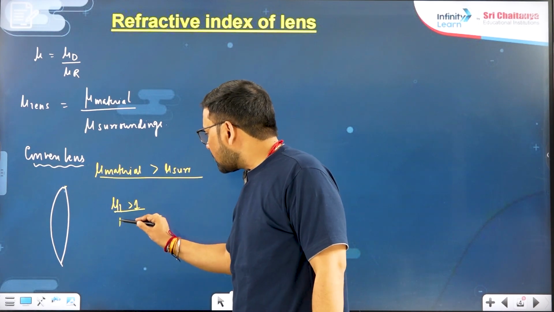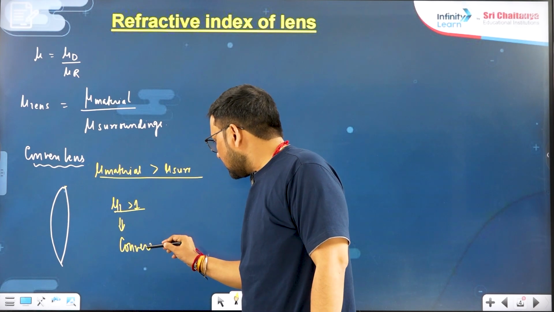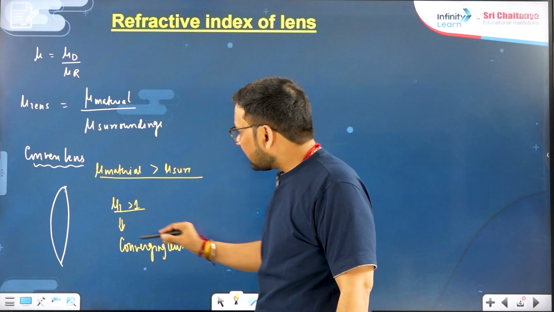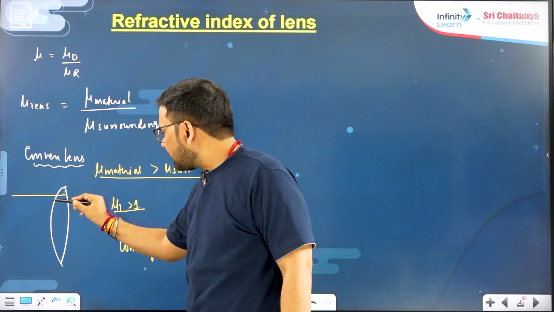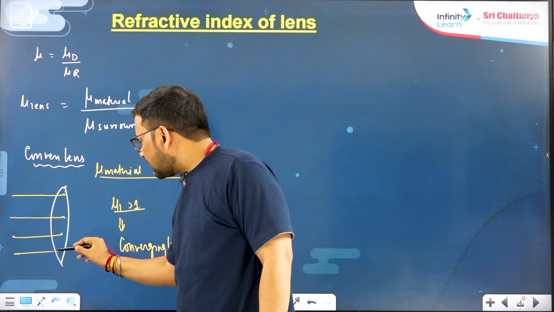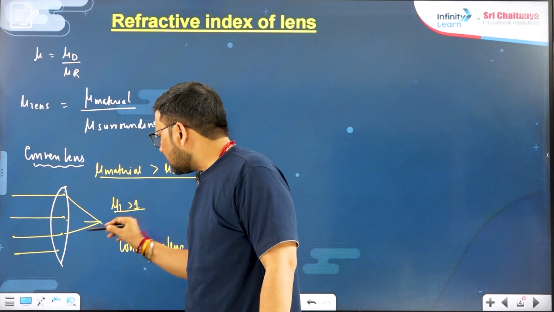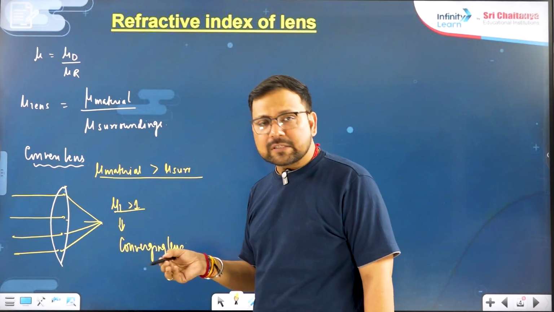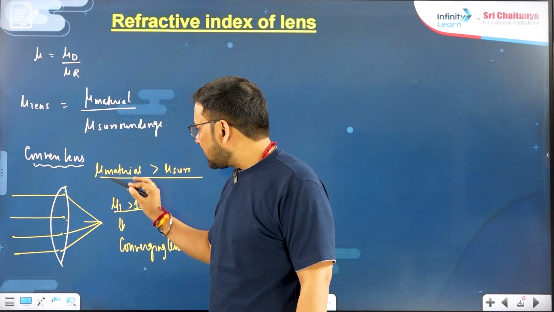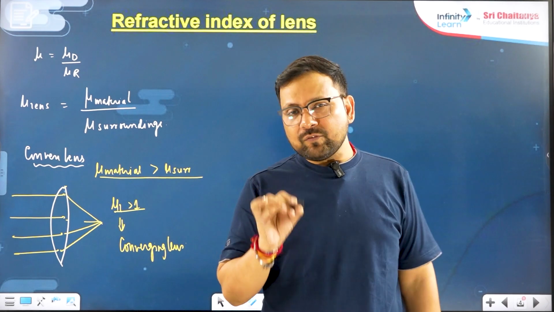So in this case, convex lens is a converging lens. If I draw the diagram, rays are coming like this, like this, like this. All these rays will converge at a point. Obviously that point is called the focus and that length is called the focal length, but that is a secondary discussion. Right now we are just looking at whether convex is converging or diverging. We have got the concept.